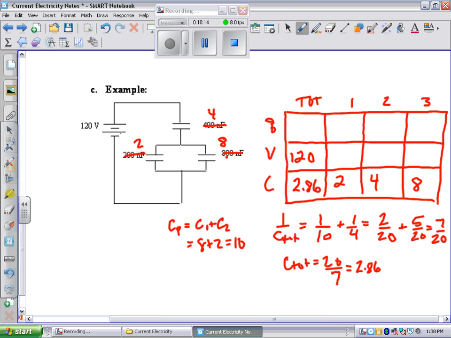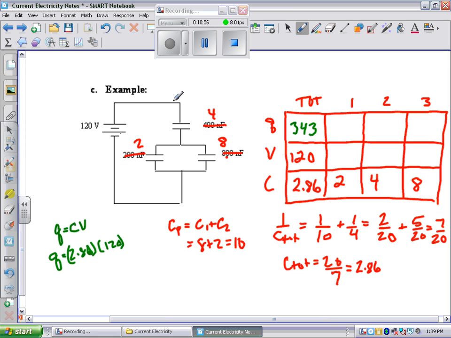Now, the next thing is going to be to find Q total. I'll do Q equals CV. So Q equals 2.86 times 120. And that's going to give me a value of 343 for the charge that came out of the battery. Now my next step is either going to be to figure out what one of the voltages is or one of the charges. Now I can't do the voltage because any loop I take, I gain 120 through the battery, I have to lose 120 by the time I get back.